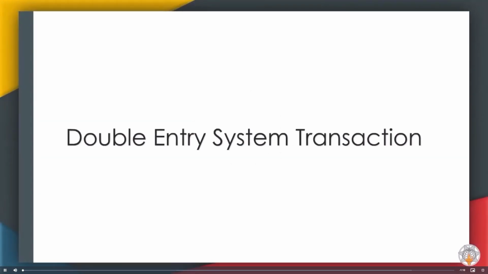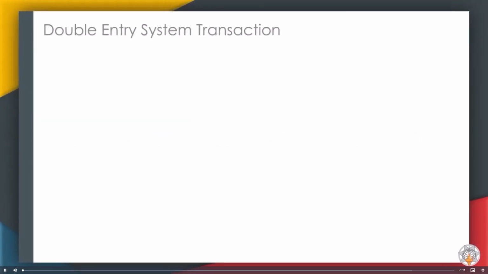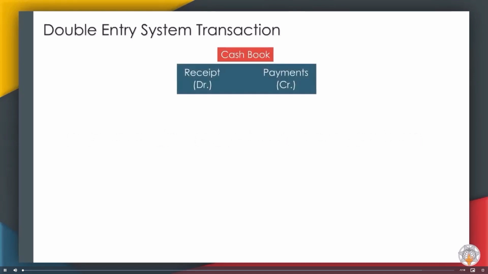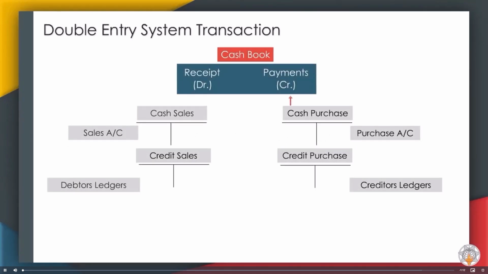Double entry system. Transaction. We purchased some goods and paid by cash. In this case, as we are paying immediately, so cash payment and purchase account will affect. We purchased some goods on credit. In this case, as we are not paying immediately, so purchase account and creditors ledger will affect.